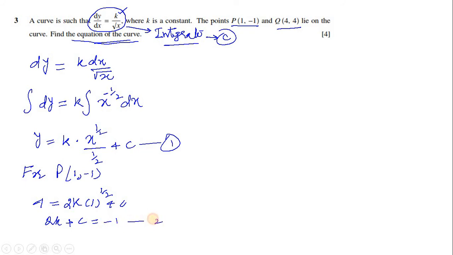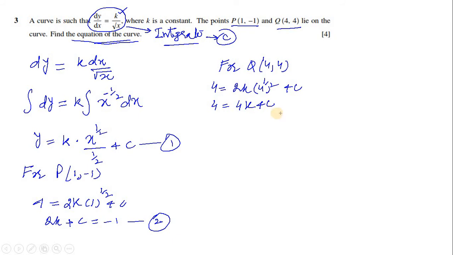Minus 1, let's call this equation number 2. And then for q, 4, substitute 4 again in equation number 1. So 4 is equal to 2k times 4 to the power half, which is in fact a root, plus c. So 4 is equal to 4k, because root 4 is 2, 2 times 2 is 4, so 4k plus c, and 4k plus c is equal to 4. This is equation number 3.